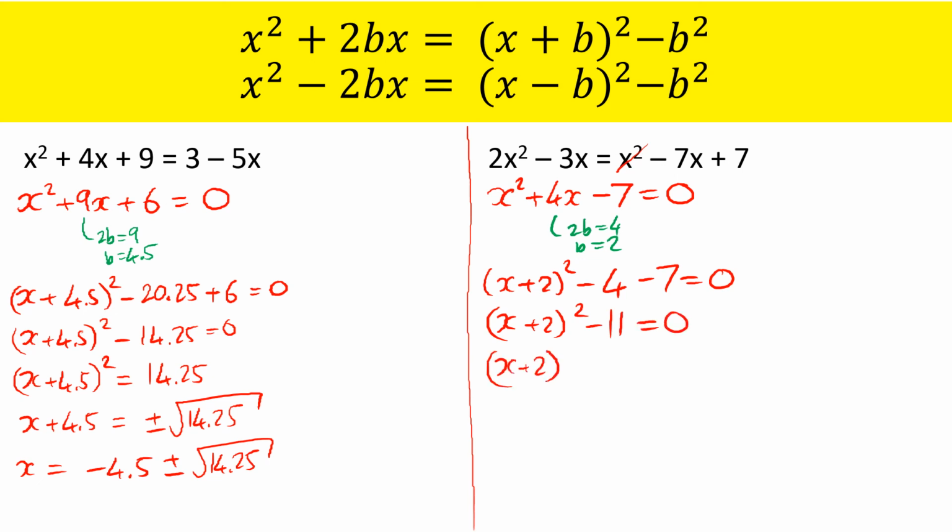And you know the pattern by now. We're going to add the 11. We're going to square root, not forgetting the plus or minus. And then we're going to subtract the 2, and we're done.